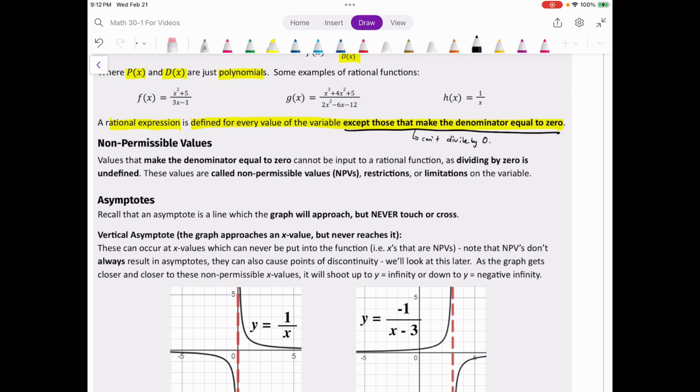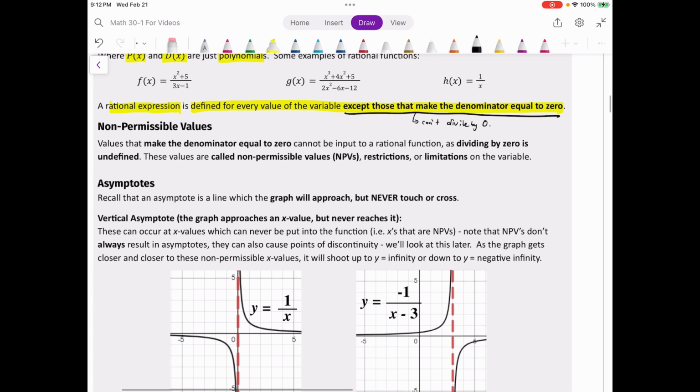Okay, so for example here, we could not have x equaling 0. We'd be dividing by 0, right? Here we could not have x being 1/3, because 3 times 1/3 would be 1, and then 1 minus 1 would be 0, right? So we call those the things that x is not allowed to be. They're not permitted. Very creative name. They are non-permissible values. Values that make the denominator equal to 0 cannot be input to a rational function because, again, dividing by 0 is undefined.